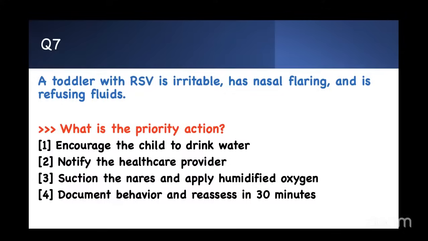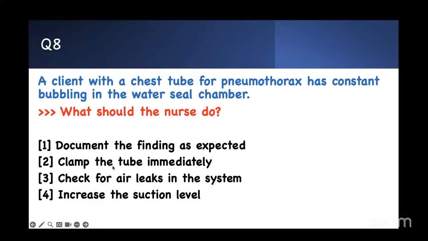RSV patient, their nose basically is on fire and they get congested. They may have nasal flaring. It becomes irritability. Suction them, and give them fluid. Number one is okay, but it's not the best one. You suction first, you give them oxygen, and then you hydrate them, because it's not like they're dehydrated. They just don't want to eat or drink. Therefore, suctioning in this case is much better. So 3 is the best answer.